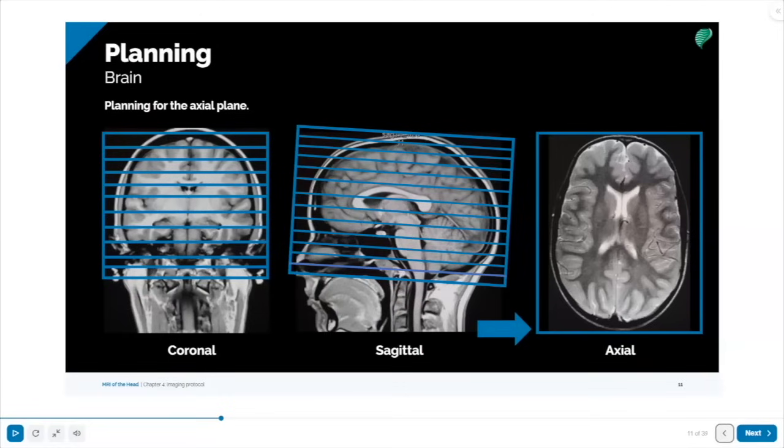The axial slices should be strategically positioned to cover the entire brain from the vertex, which is the top of the skull, down through the foramen magnum. This facilitates a detailed examination of the brain anatomy and pathology across its entirety. Basically, the axial slices should be slightly oblique according to the long axis of the corpus callosum, as previously discussed.